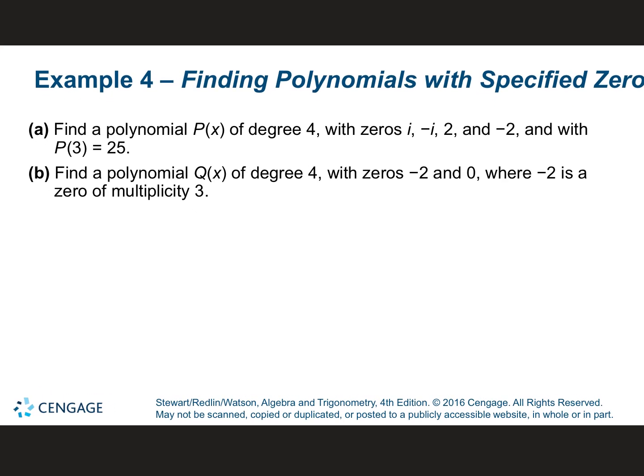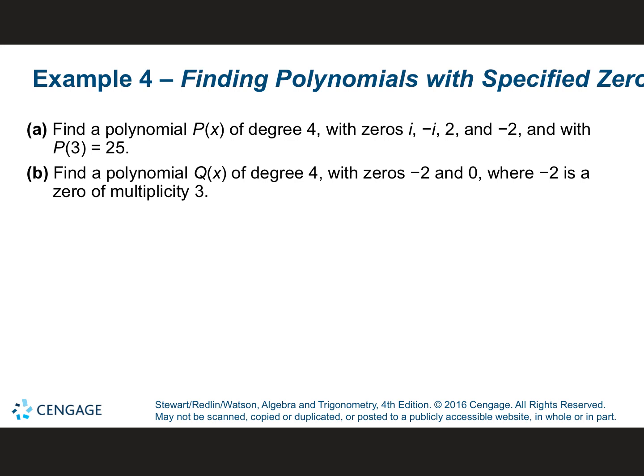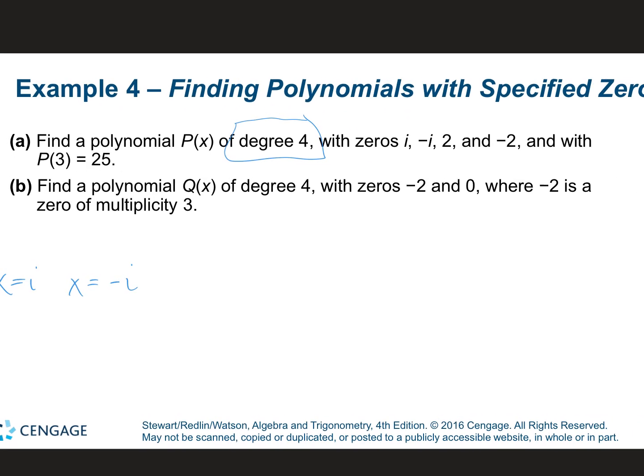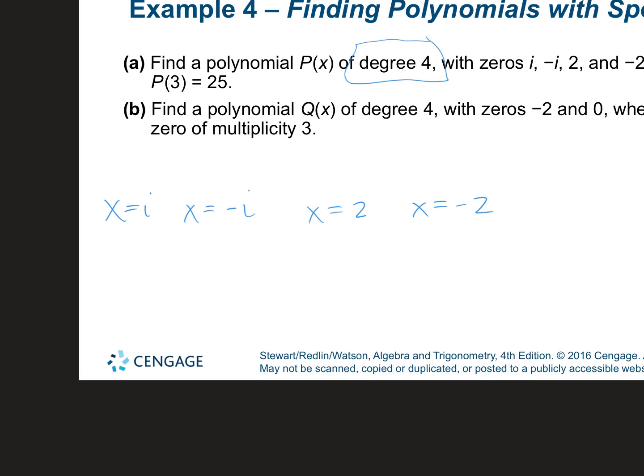All right, so now I want to talk to you about how we're going to find polynomials with given zeros, and then we're going to find all of the answers, all of the zeros. You'll see what I mean in a second. Letter A says, find the polynomial with the degree of 4. That means the highest exponent is what? 4. And they gave me these zeros: x equals i, x equals negative i, x equals 2, and x equals negative 2, right? So how do I find the polynomial? What did we do? We did this before break.